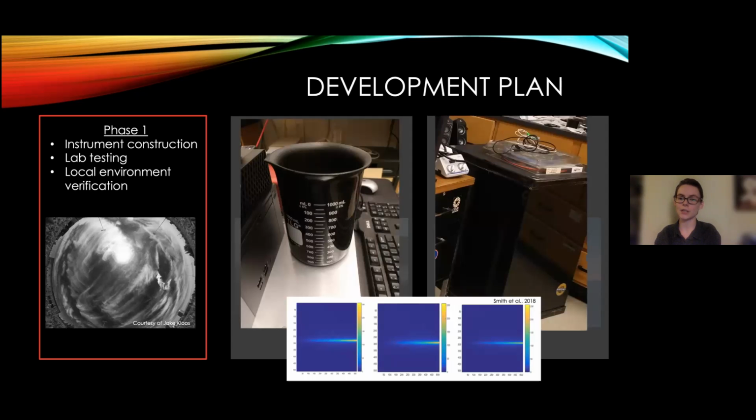And lab testing really includes this aquarium, which I personally spray painted black to try to minimize outside light coming in, and basically fill it with water, shine the laser through it, and see if we're able to get any kind of particle sizes or any information back from the laser.